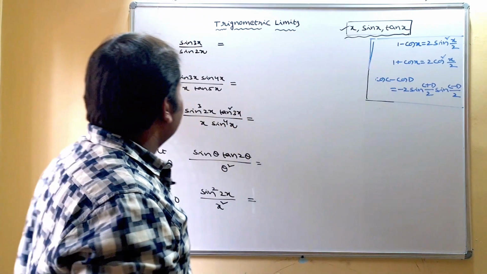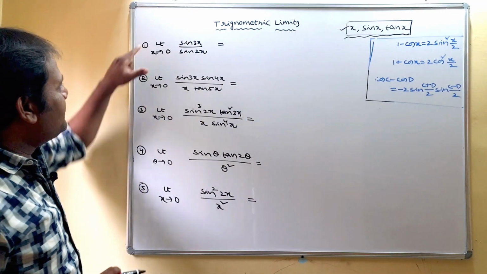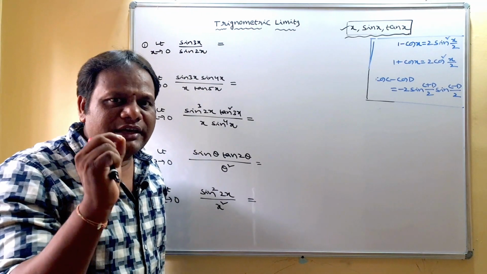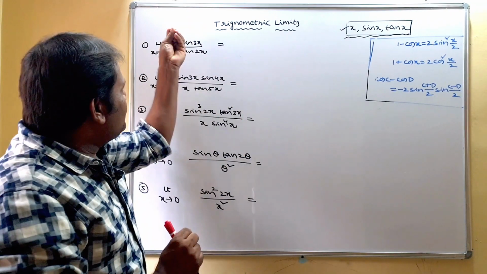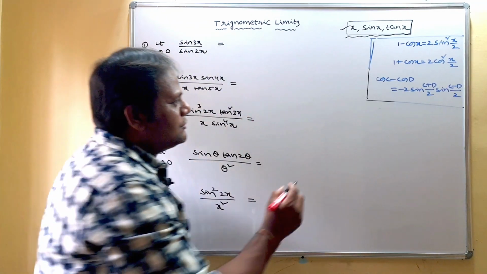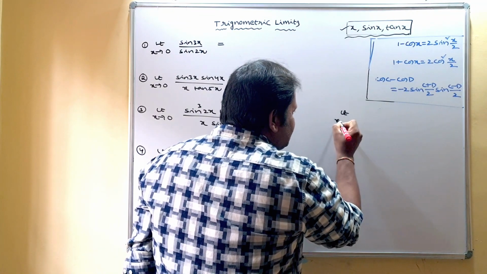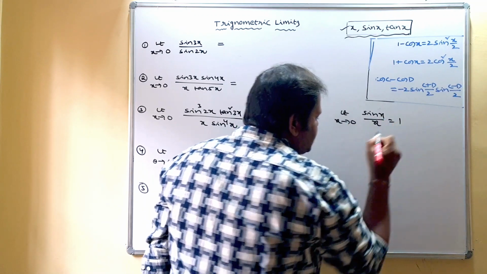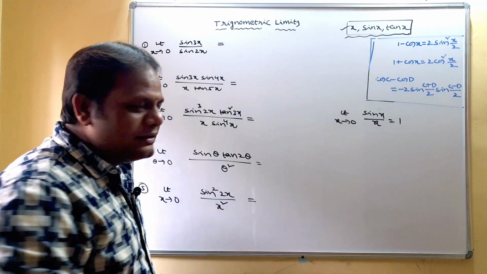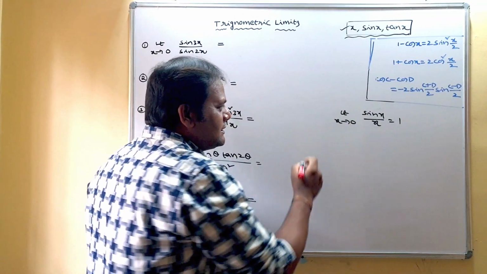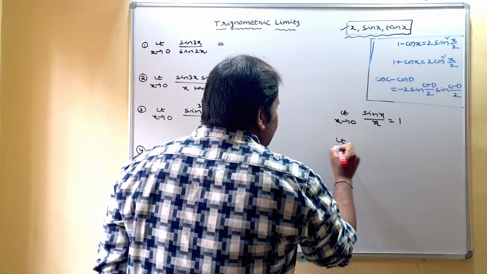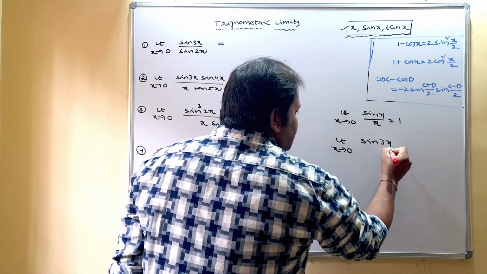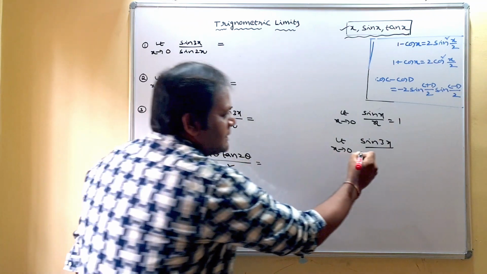Coming to the first question, limit x tends to 0 sin 3x by sin 2x. First I give you the regular method to evaluate this limit. Here, limit x tends to 0 sin x by x value is 1. We know that, right? So using this standard result, we can evaluate the limit of the given function, that is, limit x tends to 0 sin 3x by sin 2x.